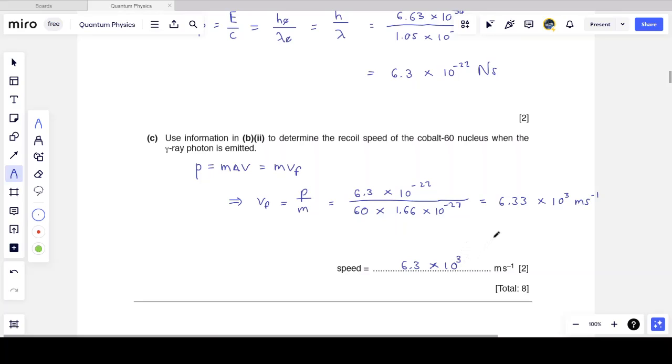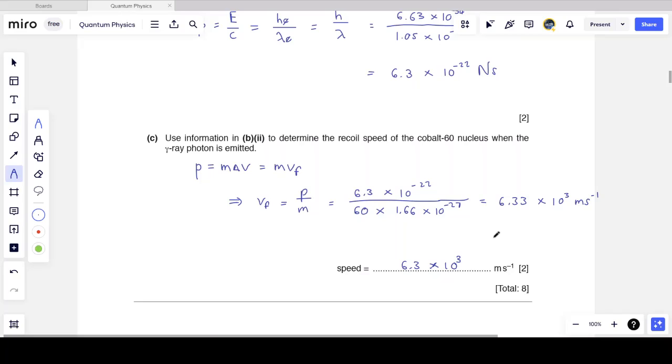And so always remember that if a nucleus is stationary and suddenly and randomly emits a photon, the nucleus will recoil, and its momentum will have to be equal and opposite to the momentum of the photon that's released in order to conserve momentum before and after.